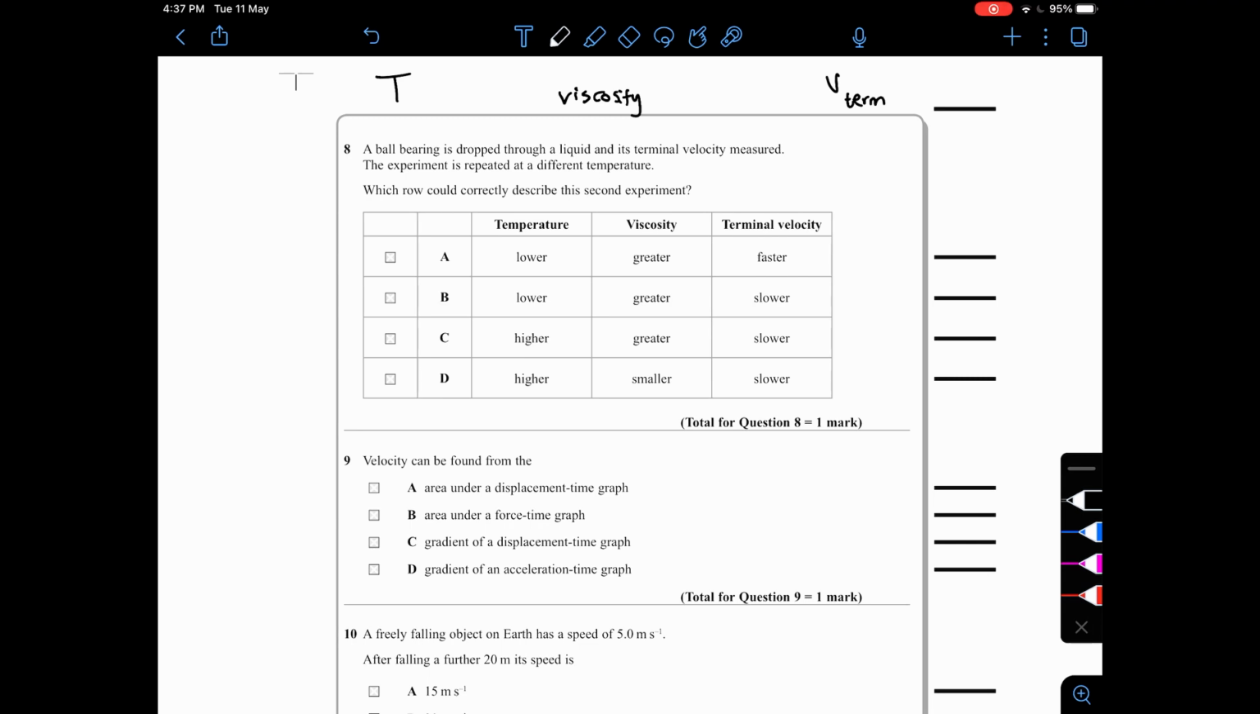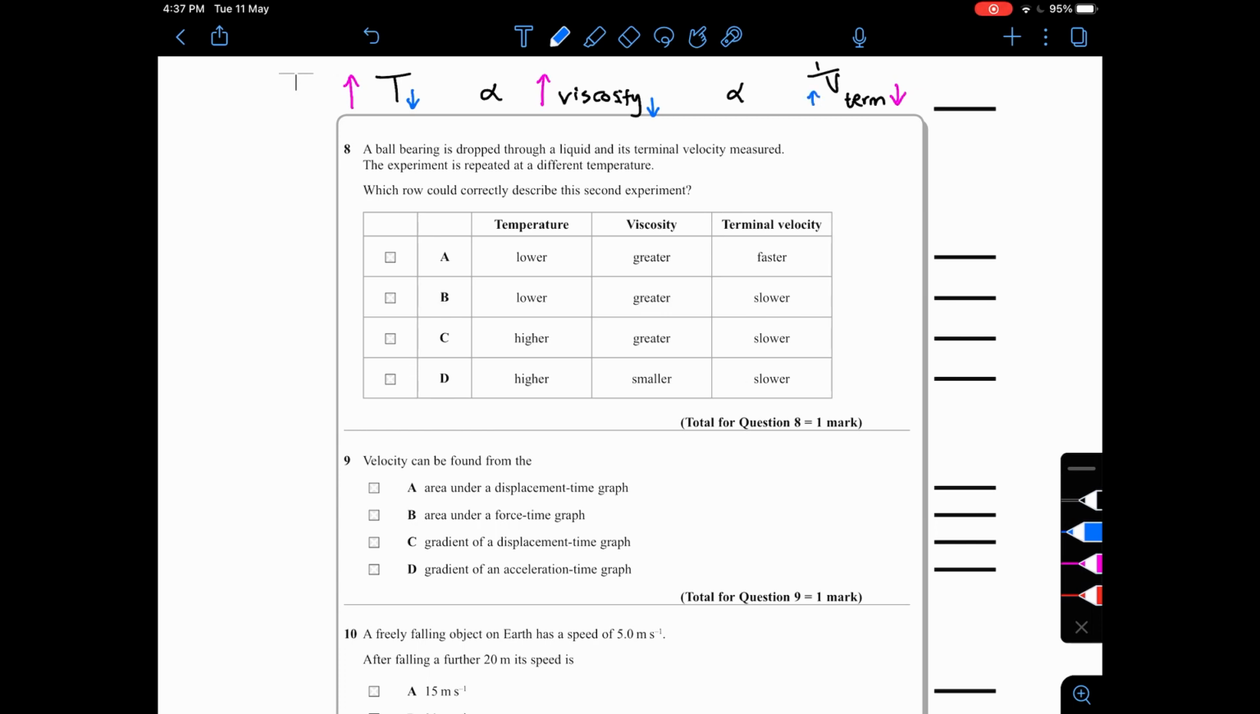We know that temperature is directly proportional to viscosity and inversely proportional to terminal velocity. So what does that mean? That means that if our temperature goes up, our viscosity goes up, but our terminal velocity goes down. So by that logic, we can answer the following questions. We have a scenario here. If temperature decreases, we know that viscosity should also decrease, and terminal velocity should increase.